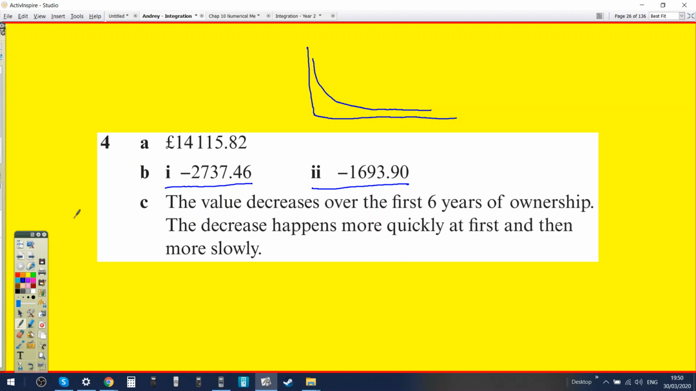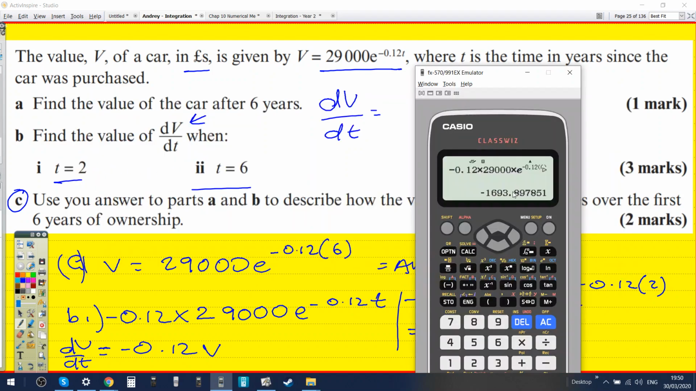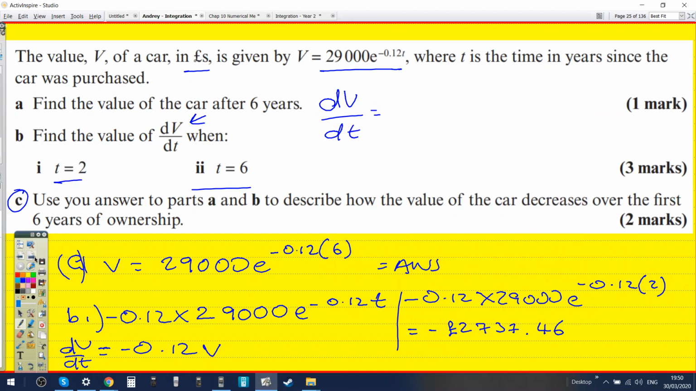So sorry, back to B1. I thought we were subbing it into this up here. It was actually subbing into dV by dt, so that tells us the rate of decrease. In year 2, you're losing approximately 3,000 per year, and by year 6 it's losing approximately 1,700 per year of its value, because dV by dt gives you the rate of change of value over time.